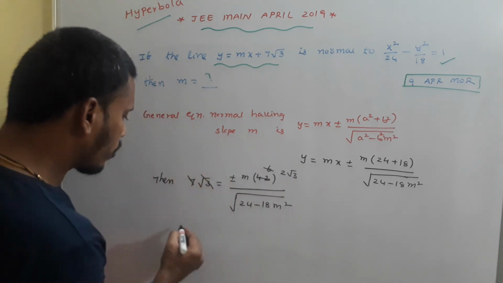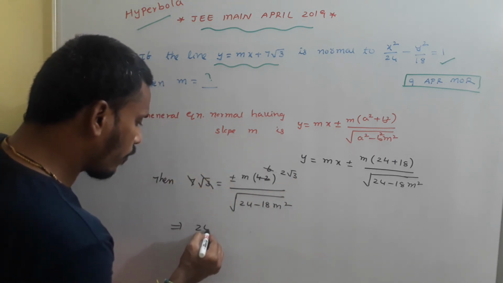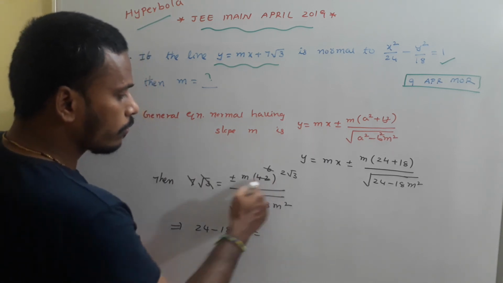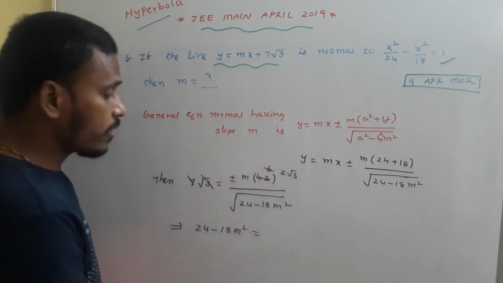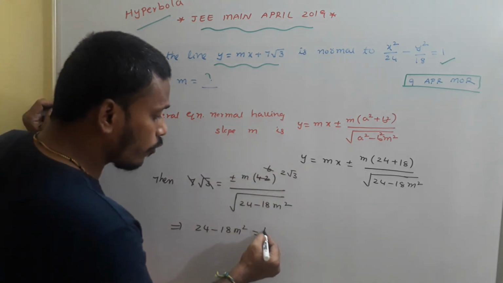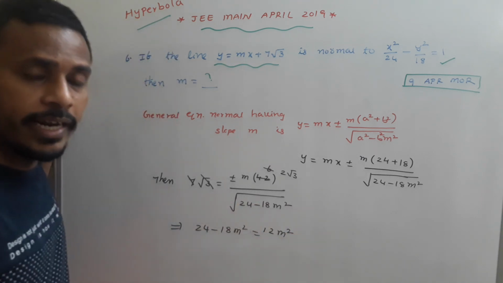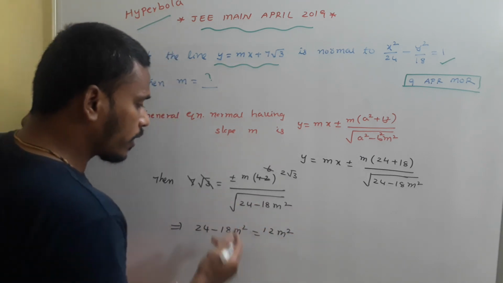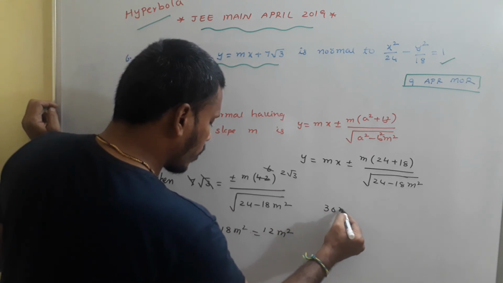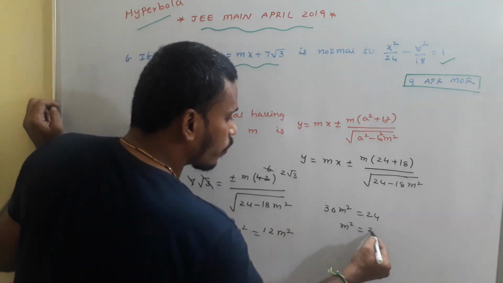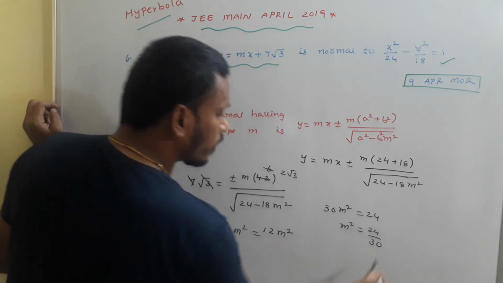Do squaring on both sides. We have this implies 24 − 18m² = m², and then (2√3)² is 4 times 3, which is 12, so 12m². So solve this. Send 18m² to that side. 12 plus 18 is 30m². So 30m² = 24. m² = 24/30.